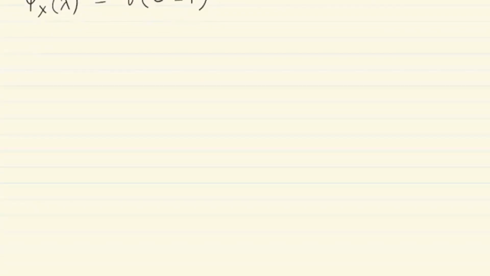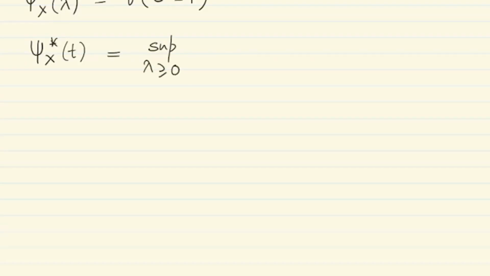In turn, the Cramér transform Cx star of t is by definition the supremum over lambda greater than or equal to 0 of lambda t minus Cx of lambda, which we just evaluated as v e raised to lambda minus v. So there's a plus v here.